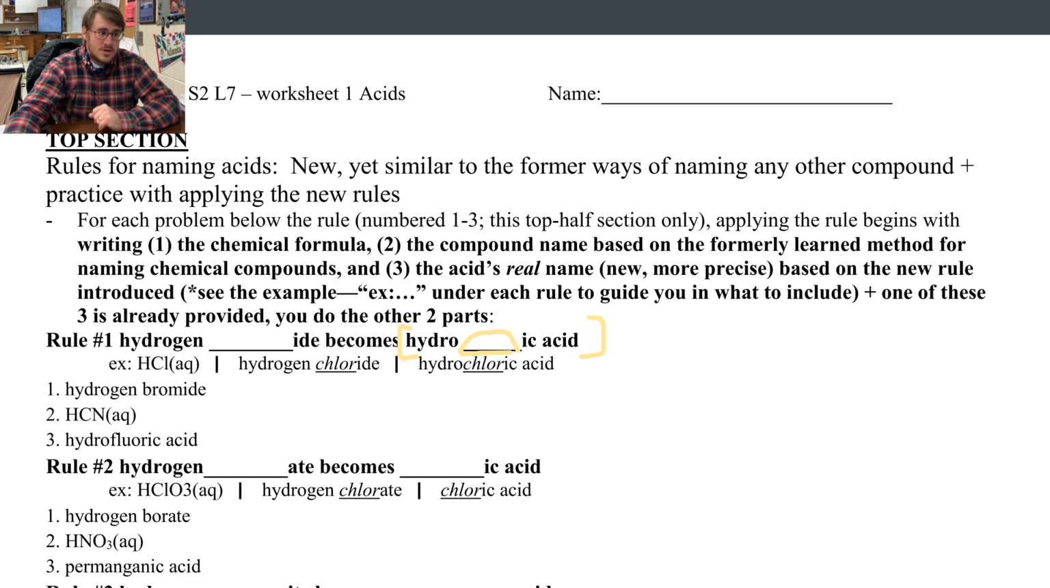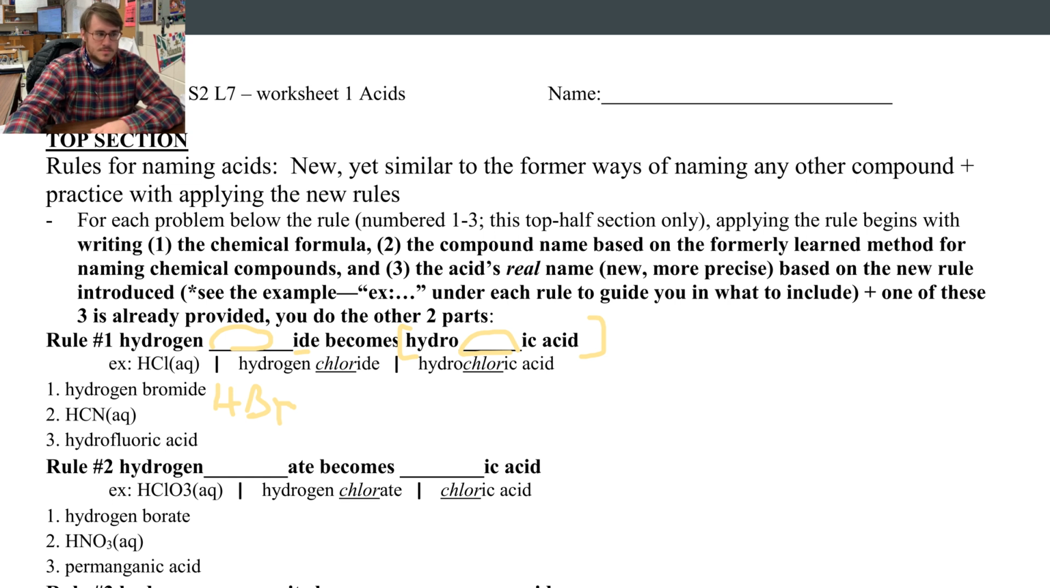When do you do that? When the old name is hydrogen blankide. So let's look at the next one. Let's look at number 1. It says hydrogen bromide. Old formula would just be HBr. Of course, Br has a -1 charge, H has a positive charge, so they reduce, so just ones. That's the old way we would formulate it, and we'd call it hydrogen bromide. So let's plug that into the rule. Hydrogen bromide becomes hydrobromic acid. That's it.